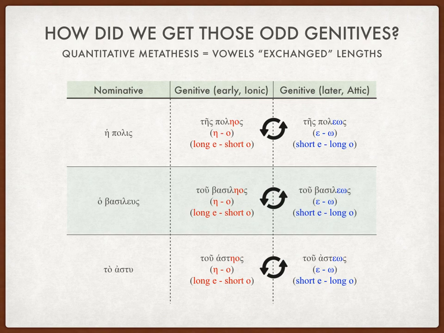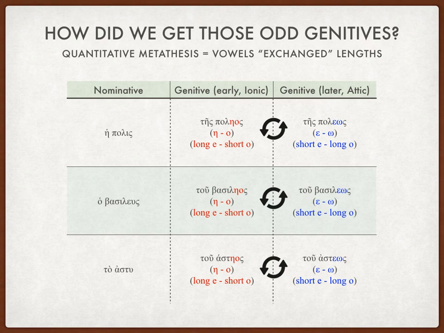So instead of eos, which it originally was, perfectly regular in Ionic Greek, the Athenians changed it to eos, but it's still e-o as an ending. It's the same vowels, just in different lengths. So instead of long, short, you get short, long. That's why you have poleos instead of poleios in Attic Greek, which is also what happens with king.